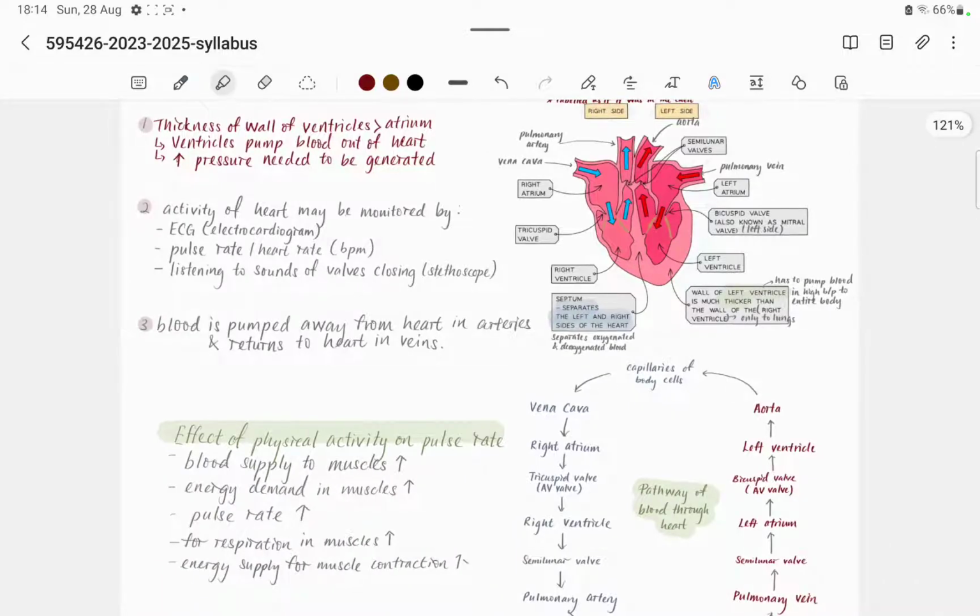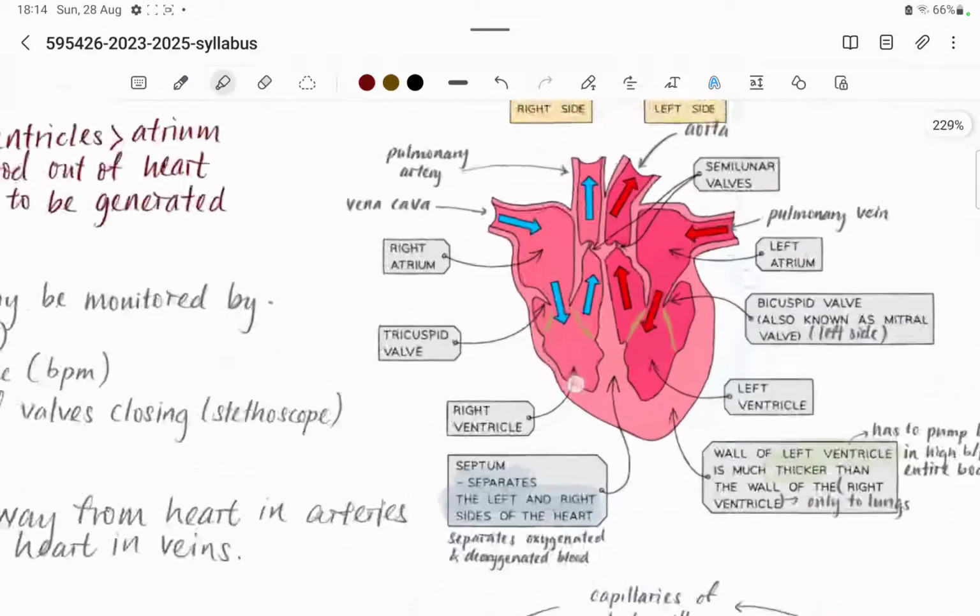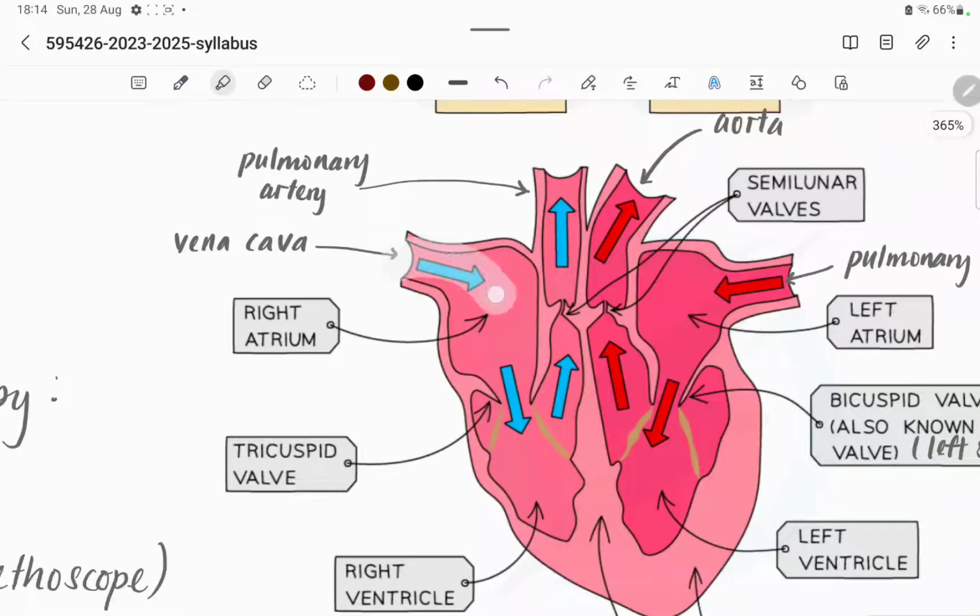This one is the pathway. So the blood flows from vena cava to right atrium. This one is the oxygenated blood and then they pass through this tricuspid valve, okay, to the right ventricle. And then after that, when the heart is pumped, the blood flows from right ventricle and is pumped into the lungs via the pulmonary artery. Okay, and then after that, gaseous exchange occurs.